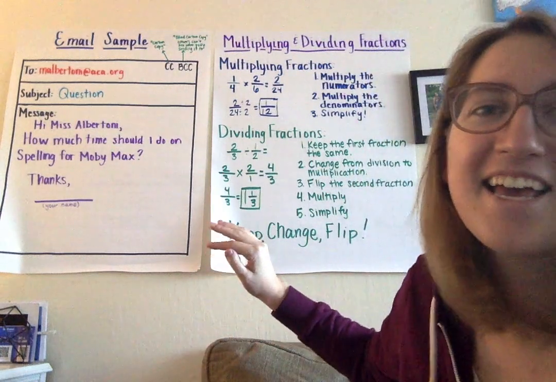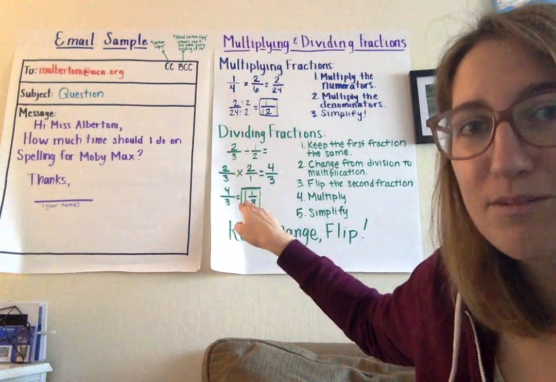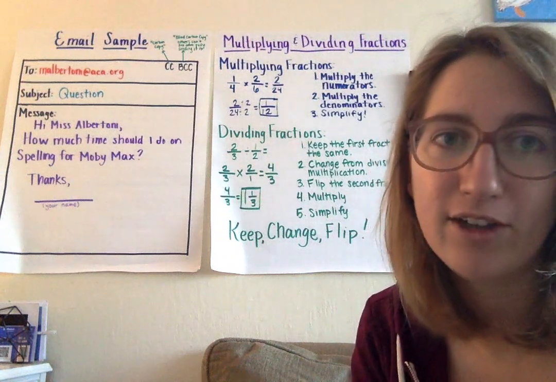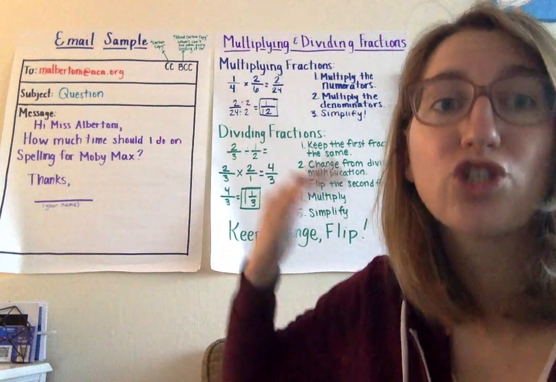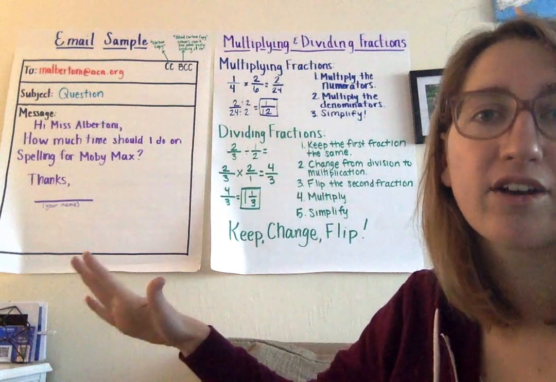Okay. So you're going to go 2/3, keep it the same, change division to multiplication, and then you're actually going to flip that second fraction upside down. Okay? So instead of 1/2, you're going to flip it and put 2 on top and 1 on bottom. So you're going to have 2/1. Then you just multiply across.